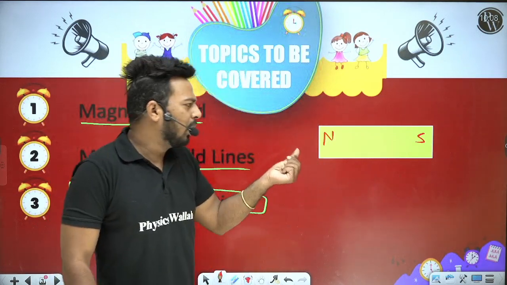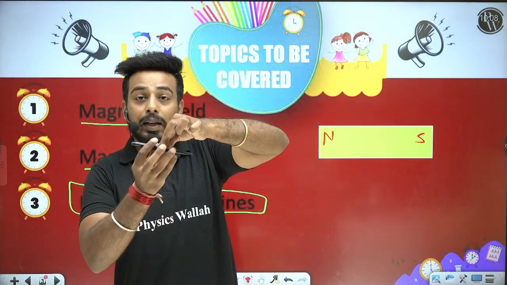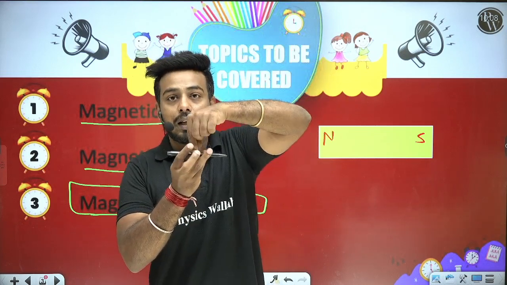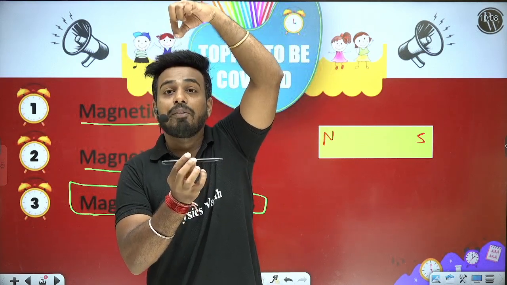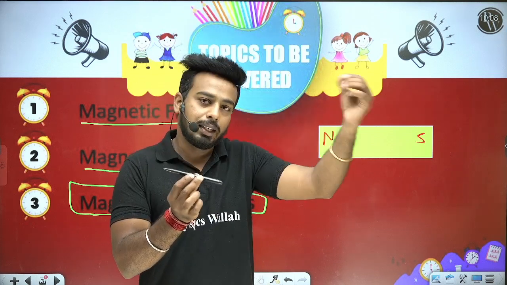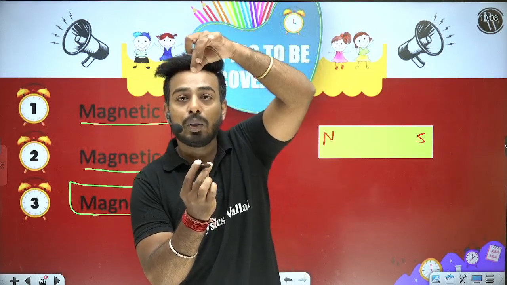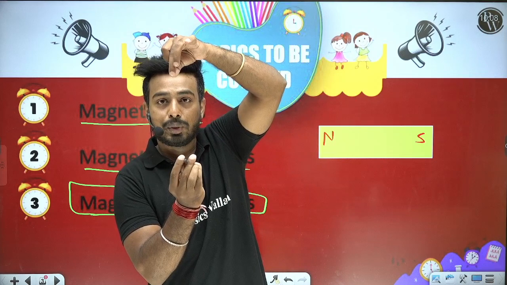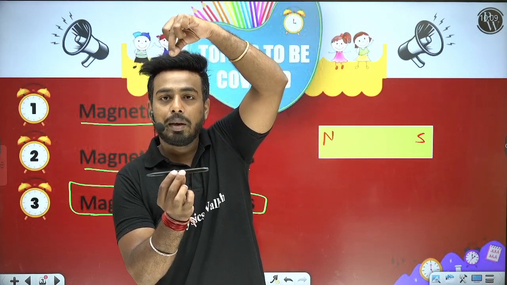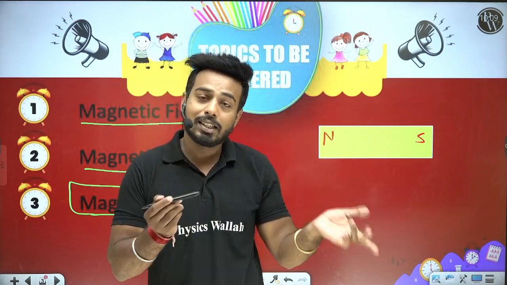How can I distinguish between the north pole and the south pole? There is a simple practical way. Take a magnet and suspend it with the help of a frictionless thread, without air resistance, and rotate it. Before starting the experiment, keep in mind that this magnet should be free to rotate in the horizontal plane. After some time, it will come to rest, pointing between the two poles: the first is the north pole and the second is the south pole.